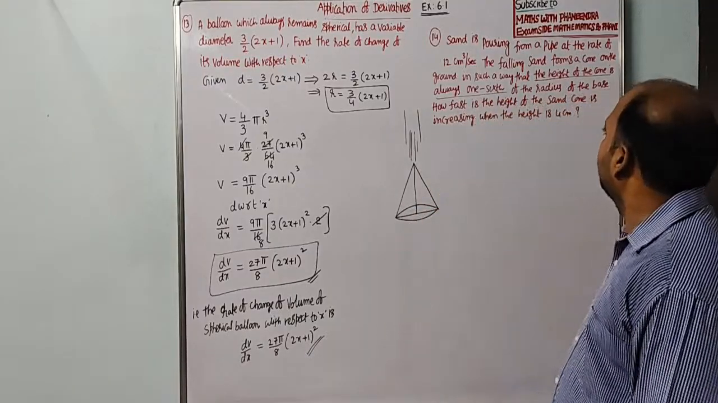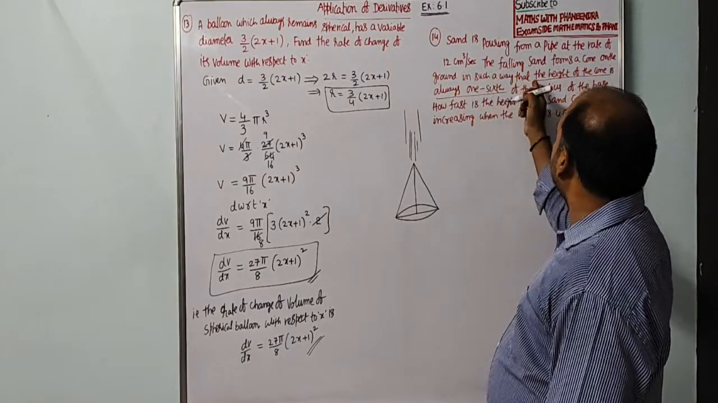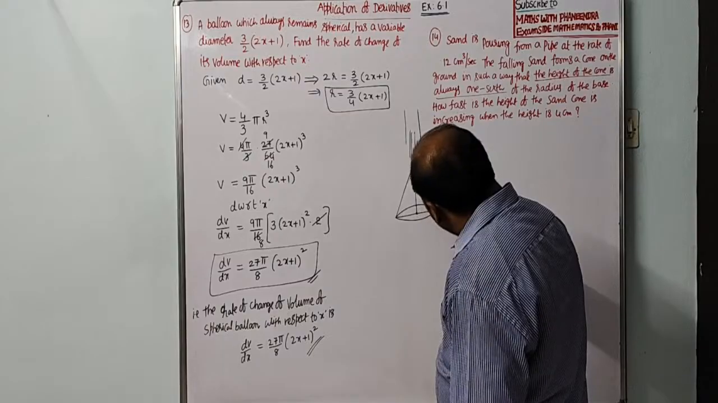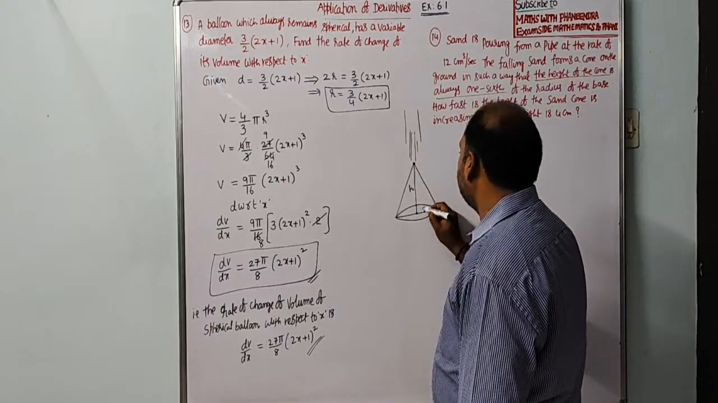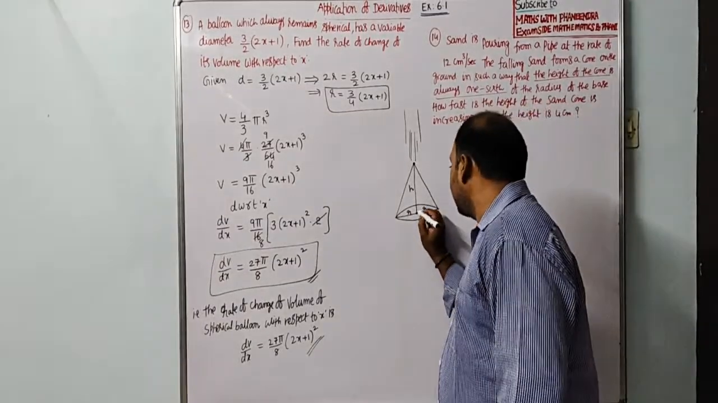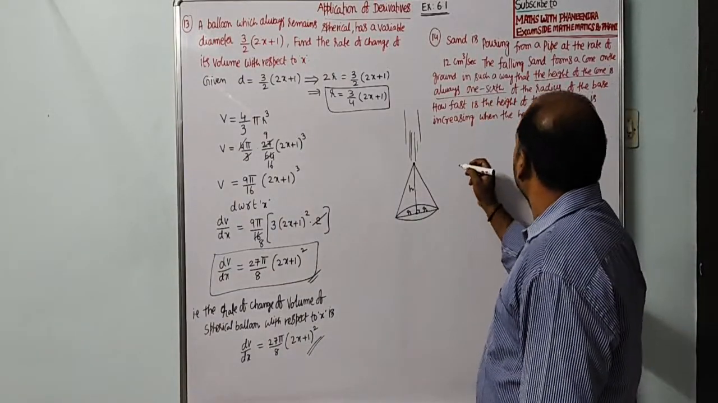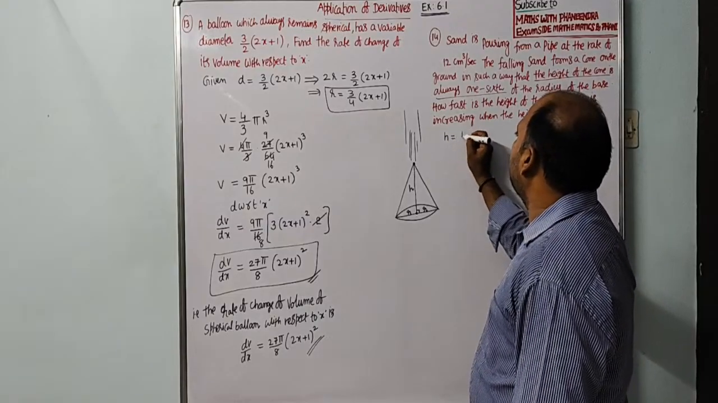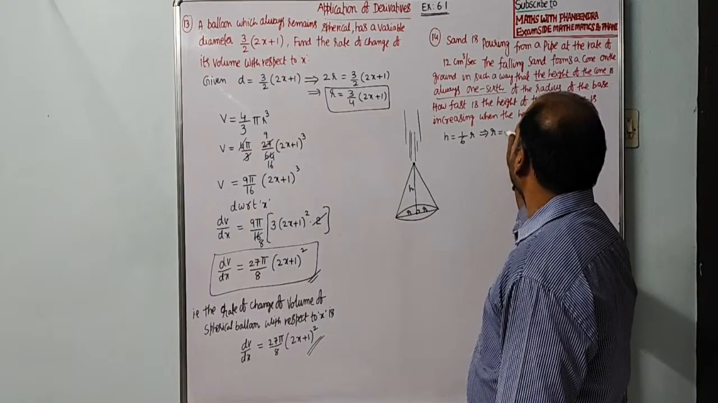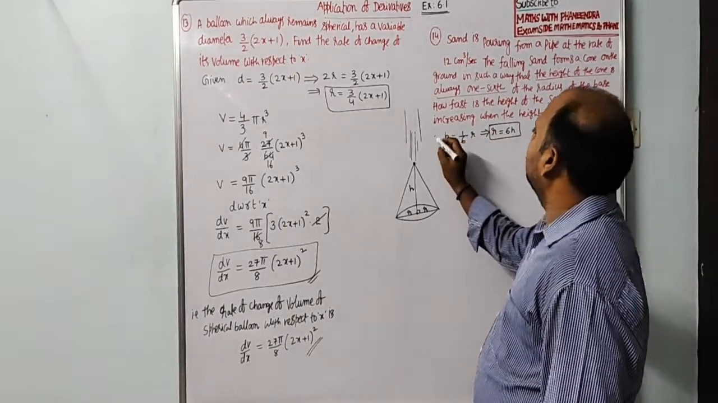Okay, dear students. The falling sand forms a cone on the ground in such a way that the height of the cone, from here to here, is the height of the cone. This is the base radius R. This is also the base radius. H and R. The height of the cone is always the given condition. Height of the cone is always equal to 1/6 of the radius. That implies that R is equal to 6H. That is the given condition.